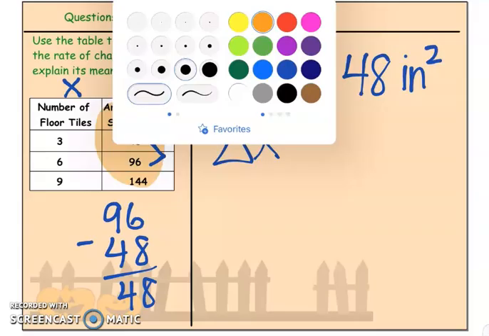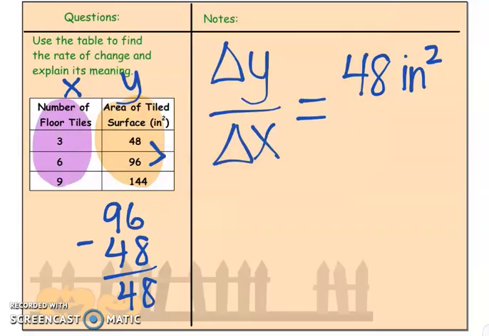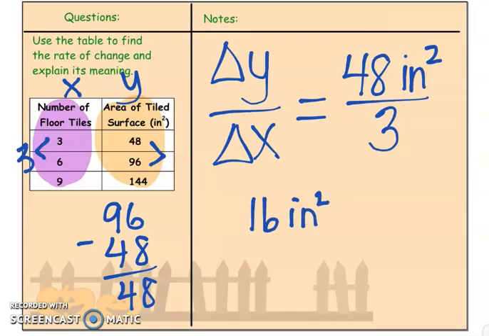Now switching to the x coordinates, this one you can probably tell without having to subtract and write it out, it's changing by going up 3. 48 divided by 3 is 16. And if I look at my labels, it's 16 square inches per tile. So they're just talking about the number of floor tiles and the area of tiled surface. So how much does each tile cover?